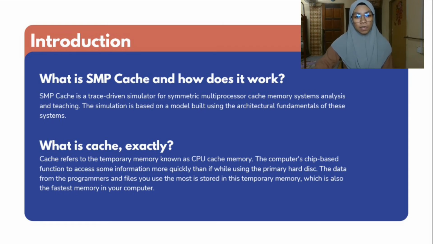What is cache exactly? Cache refers to the temporary memory known as CPU cache memory, the computer's chip-based function to access information more quickly than when using the primary hard disk. The data from the programs and files you use the most is stored in this temporary memory, which is also the fastest memory in your computer.